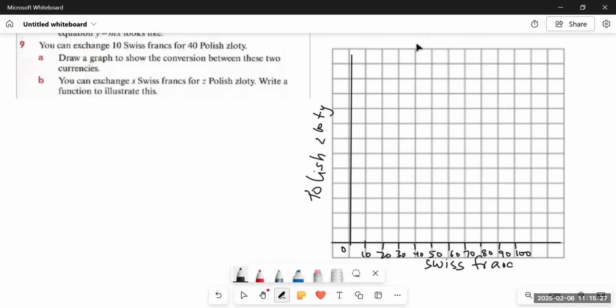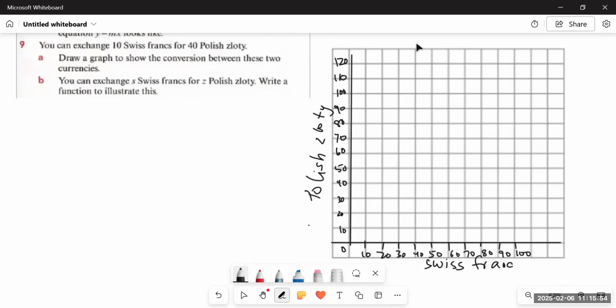So it could be like 10, 20, 30, 40, 50, 60, 70, 80, 90, 100, 110, 120. Okay, so these are the coordinates that we have marked on the x-axis and y-axis.